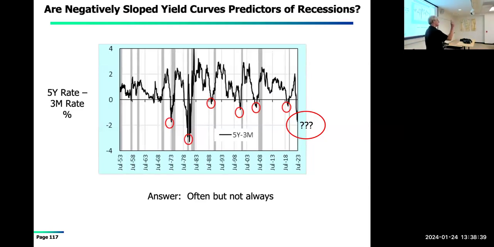Okay, this is the answer to the negatively sloped, i.e. inverted yield curve. I use the 5-year minus the 3-month rate. And so this is what they're talking about. When the curve gets very negative, it's lined up. See these gray areas? Those are the recessions that followed the negatively sloped yield curve. And you'd think, well, heck, maybe these markets know something about recessions.